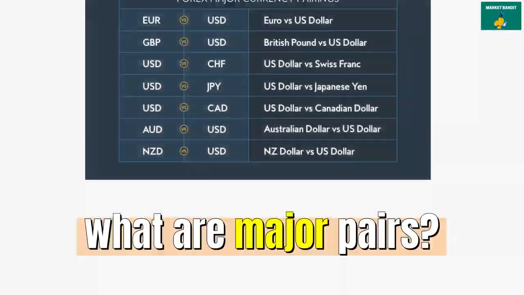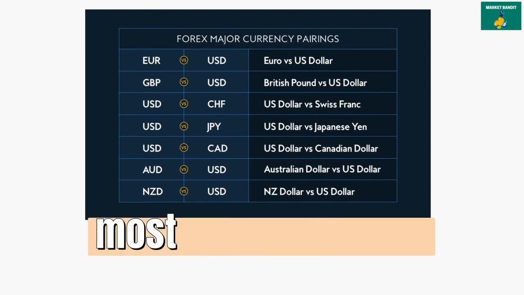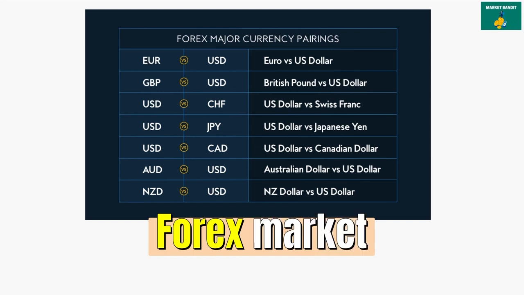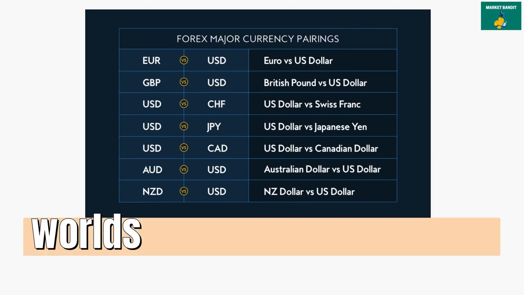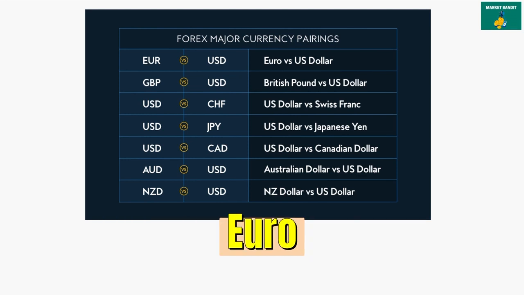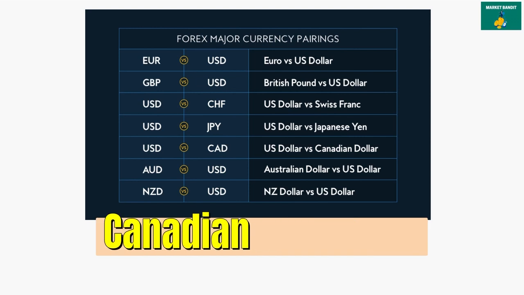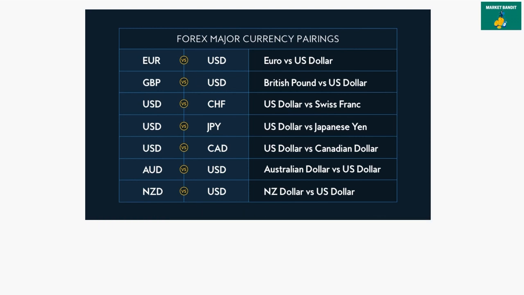What are major pairs? Major currency pairs, also known as majors, are the most traded and liquid pairs in the Forex market. They involve the world's strongest economies and include currencies like the US dollar, Euro, Japanese yen, British pound, Swiss franc, Canadian dollar, and Australian dollar.